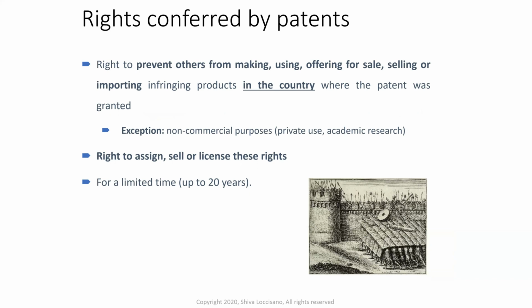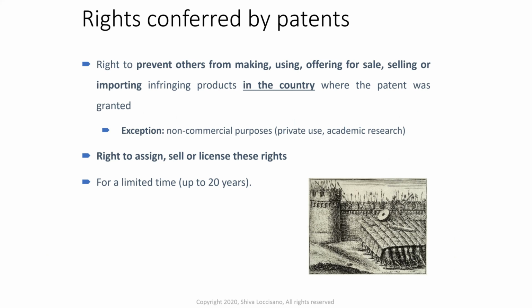What are the rights conferred by a patent to the owner of the patent? It's the right to prevent others from making, using, offering for sale, selling, or importing infringing products in the country where the patent was granted. So this is the full list of the different rights in legal terms that are conferred from the patent. And there is also another important concept here, which is the country. So the patent gives some sort of protection to the owner of the invention only in the country or in the countries where a patent has been obtained.